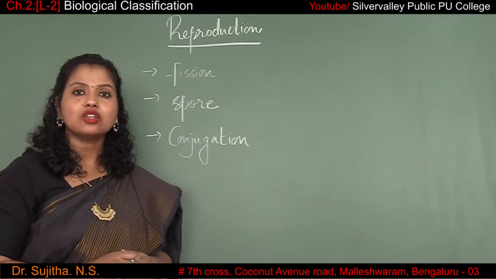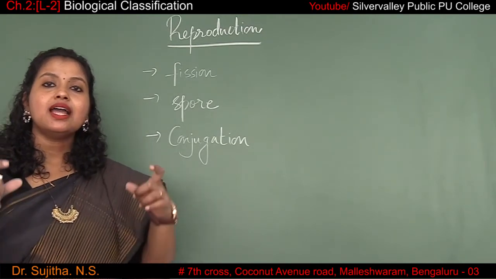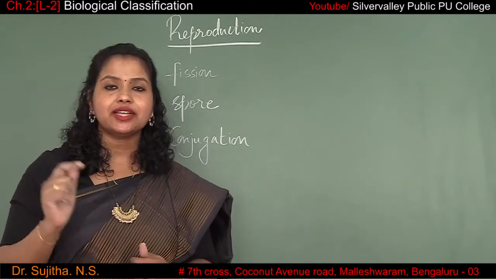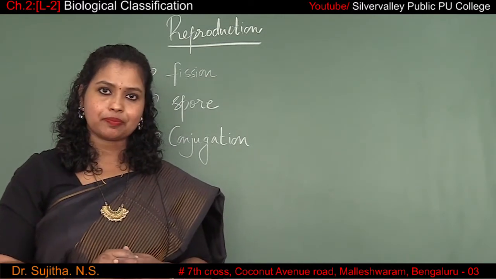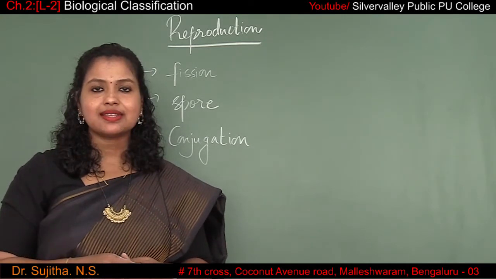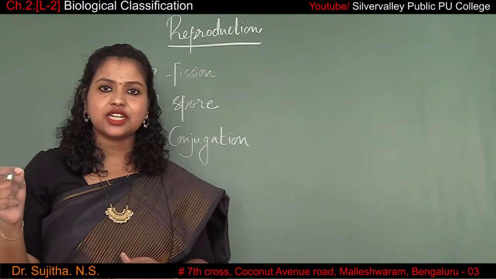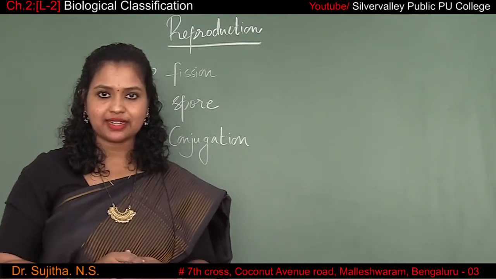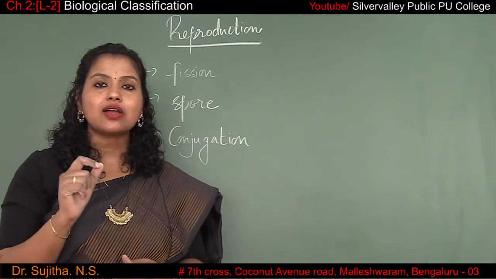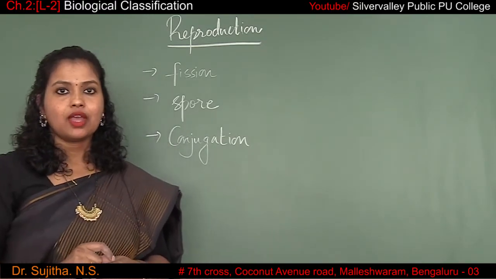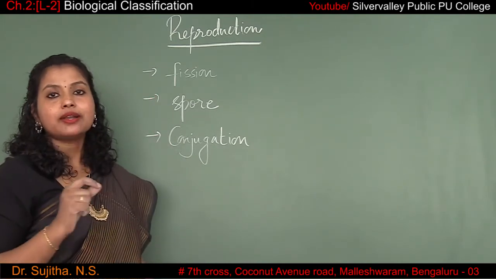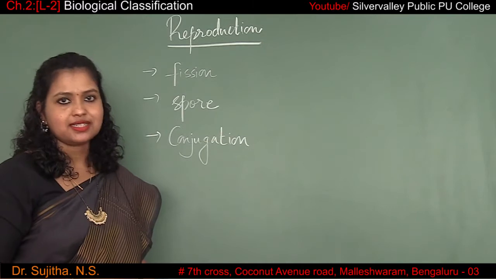In conjugation, two bacteria come close together and then exchange their genetic material, that is the DNA. With the help of a small structure called a pilus, they exchange this genetic material between the two bacteria, and this is called sexual reproduction, or conjugation. Okay, so these are the three different types of reproduction in bacteria.